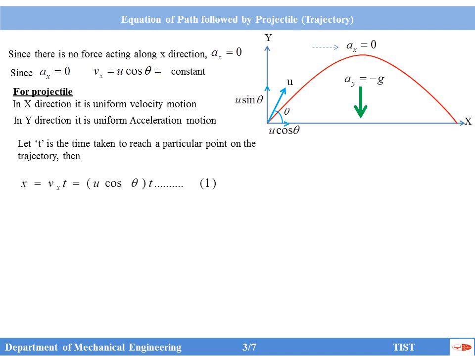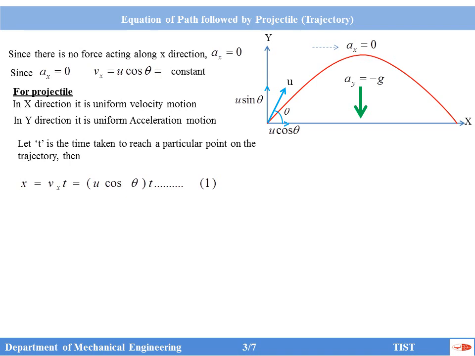Okay, now if you take the x direction motion, x is equal to vx into t. Why? Because ax equal to 0, so we can use velocity equal to displacement by time, and displacement is velocity into time. Velocity in x direction is vx, displacement in x direction is small x, right? So small x is equal to vx into t. Vx is always constant, which is u cos theta, into t. Clear? That is equation 1.